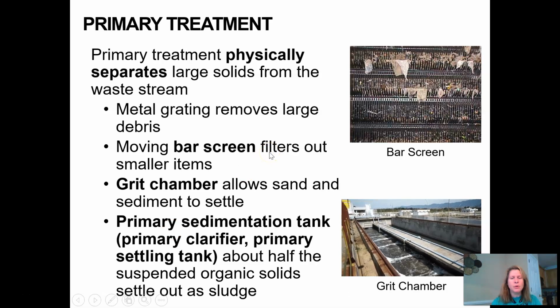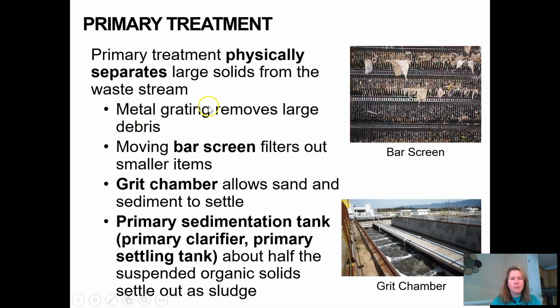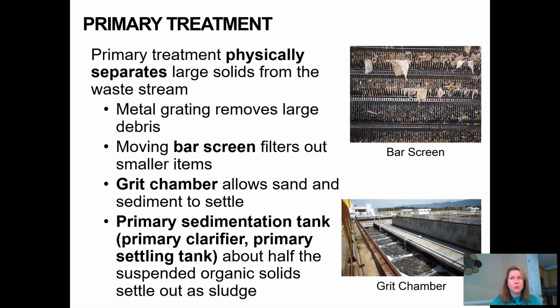Primary treatment is where you're physically separating out the solids. The first part comes, there's a metal grate, and that's taking out the big stuff. I once toured a sewage treatment plant, and they said that somehow a body, kind of gross, had gotten into the sewer system. And so the metal grating is going to get big things like that.